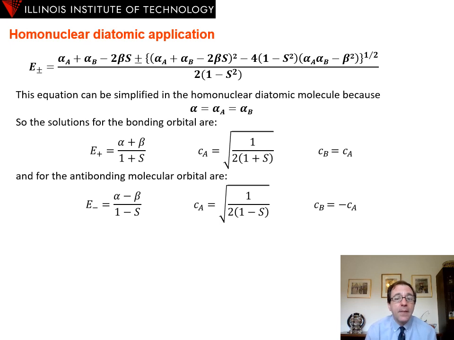And again, that second coefficient, because this is negative overlap, the C sub B coefficient is now going to have the opposite sign. Same value, but opposite sign of that other coefficient, because this is now the anti-bonding orbital. So it's the destructive interference overlap. So those are the equations that we get for the calculation of that homonuclear diatomic.